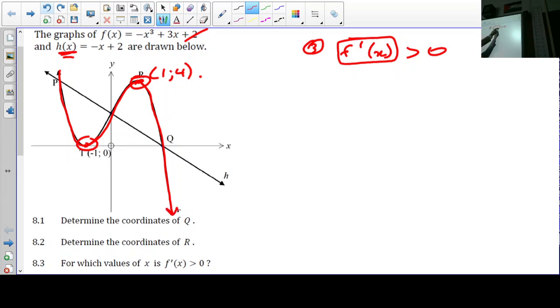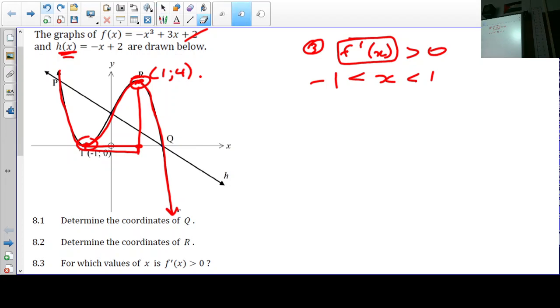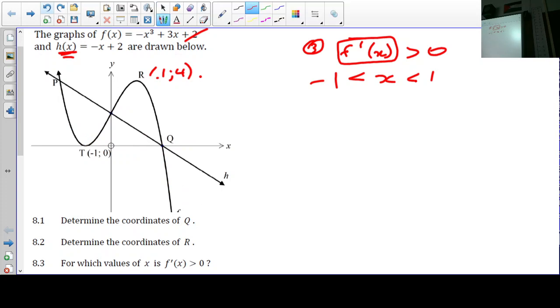So where f prime x is greater than 0 is where the gradient is positive. The gradient is positive from negative 1 to 1, so x is greater than negative 1 but less than 1. Okay, that is one way. Otherwise, you could have applied your derivative and used your rules of inequalities. Okay, that would have also worked.